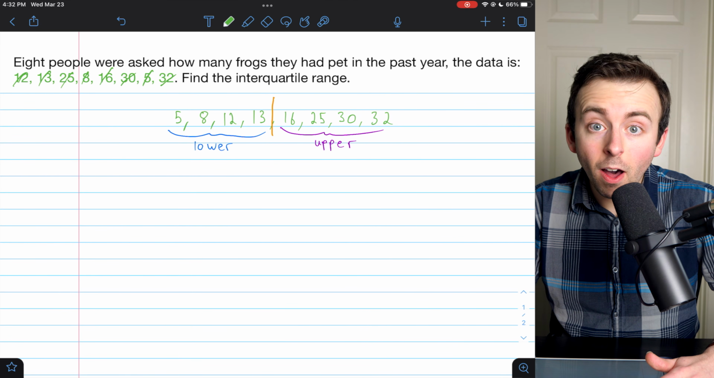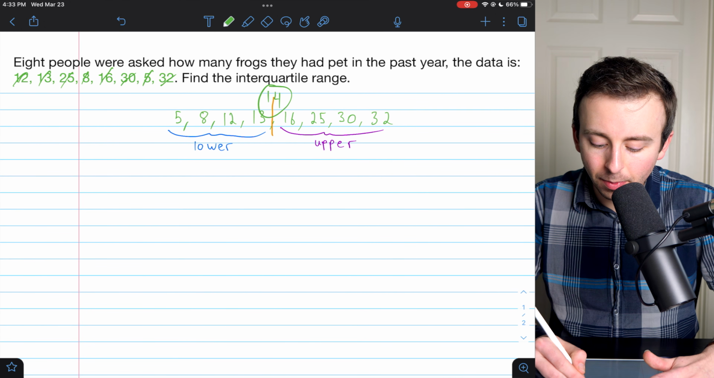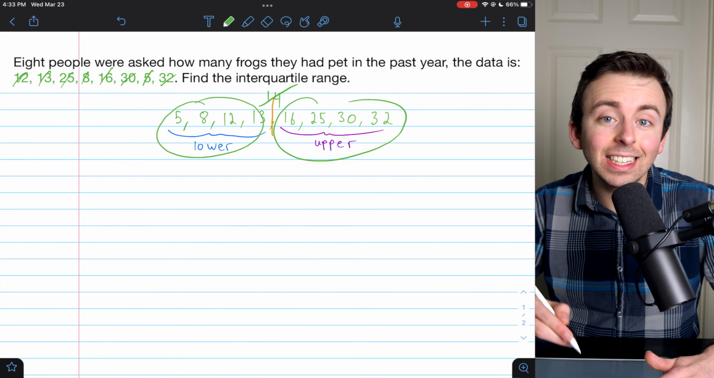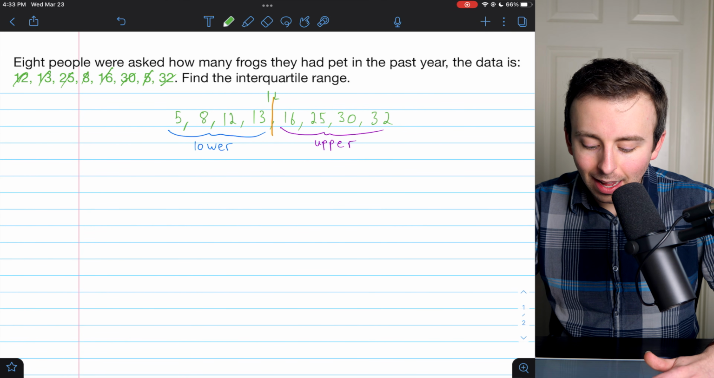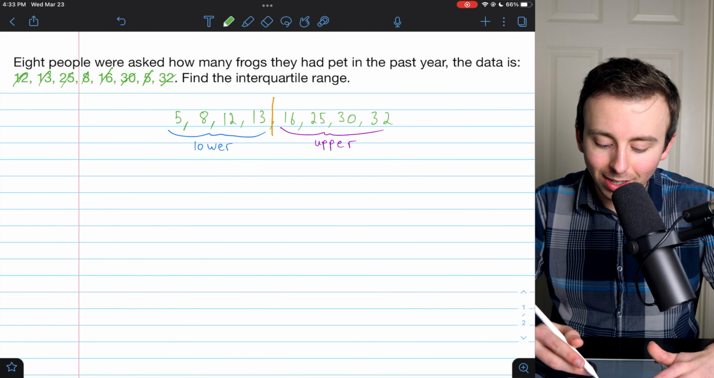In other words, just find the middle point, which is right here, and split the data across that point. If this were an odd data set, then we would actually have a number here in the middle, and we would just exclude that and look at what remains as the lower and upper halves of the data. Now that we've got the data split into 2 halves, it's very easy to find the interquartile range.